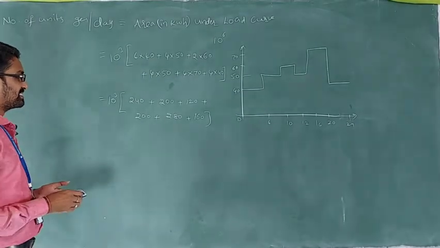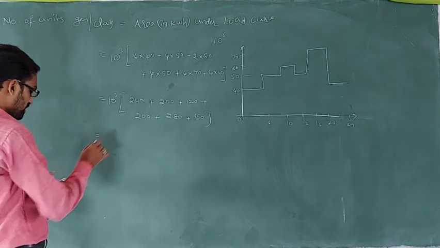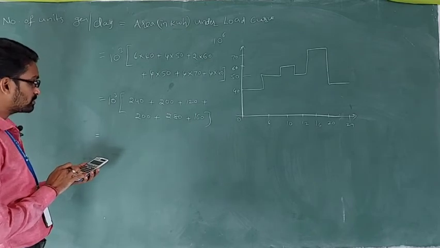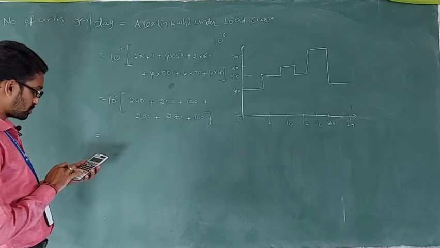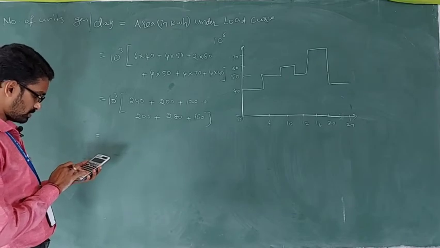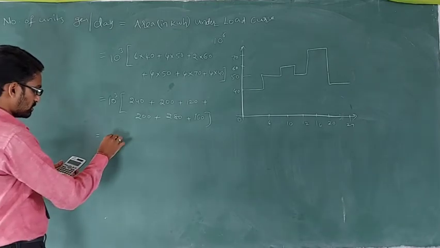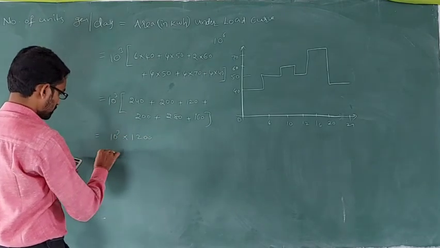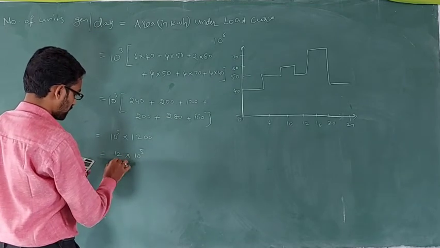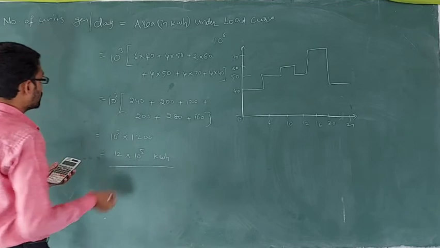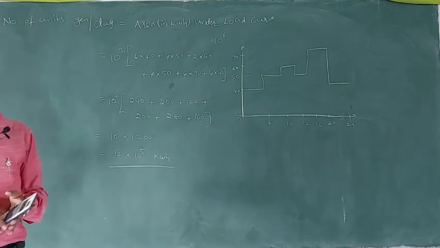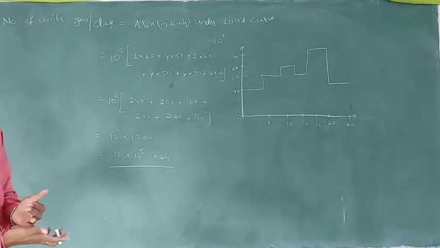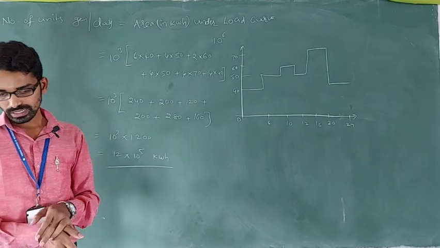So 10 to the power of 3 into 240, 200, 120, 200, 280, 160. You are going to get 10 to the power of 3 into 1200, that means 12 into 10 to the power of 5 kilowatt hours, which is the number of units generated per day.